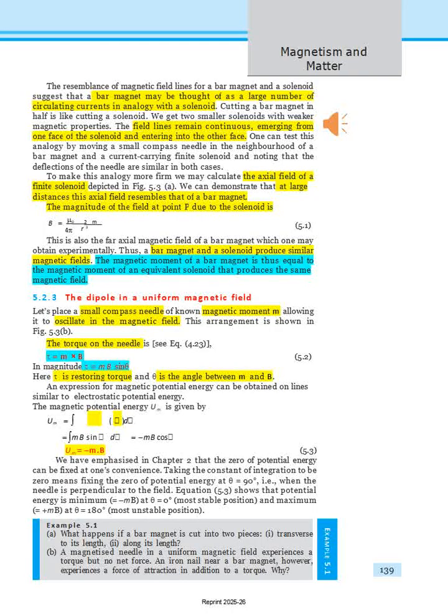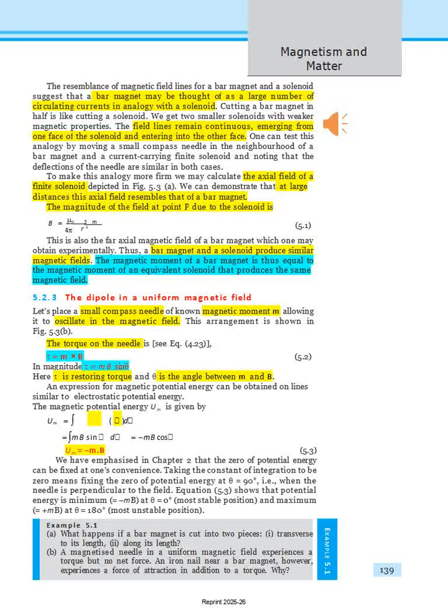The dipole in a uniform magnetic field. Let's place a small compass needle of known magnetic moment m, allowing it to oscillate in the magnetic field. This arrangement is shown in figure 5.3b. The torque on the needle is given by equation 4.23. In magnitude, τ equals mB sin θ. Here τ is the restoring torque and θ is the angle between m and B.